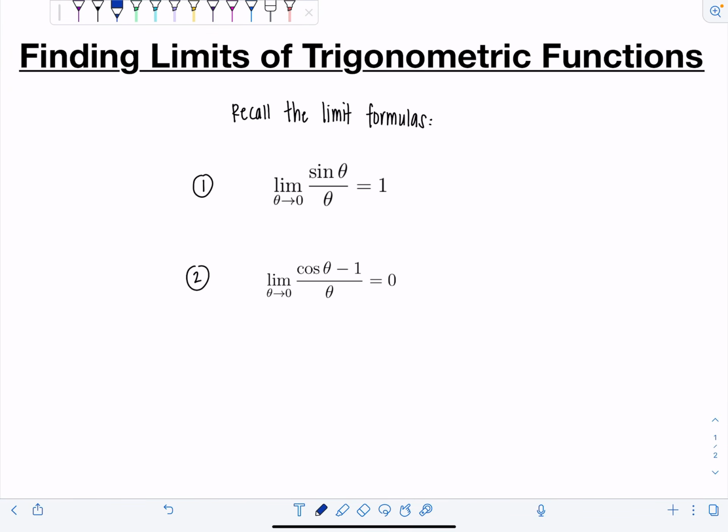In this video, we're going to look at various examples of how to find limits of trigonometric functions. So before we get started working on examples, we're going to need to use the following two limit formulas.